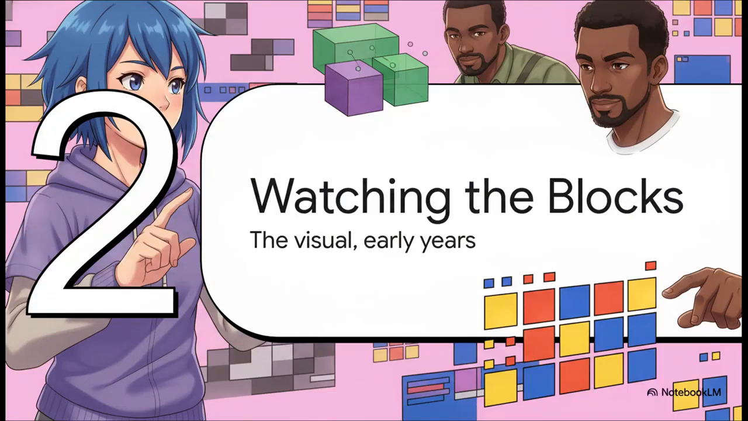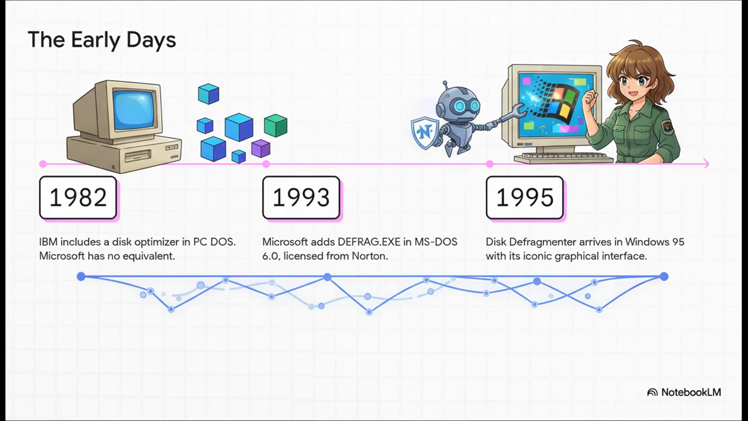Which brings us to what I like to call the watching the blocks era. This is the one you probably remember. The iconic, super visual, and, yeah, often super frustrating tool from the early days of Windows. What's kind of wild is how late Microsoft actually was to this party. I mean, look at this. IBM had a tool like this way back in '82. For more than a decade, if you had a Microsoft machine, you were on your own. It wasn't until '93 that they even bothered to include one, and get this, they just licensed it from Norton. The graphical icon we all know and love, that didn't show up until Windows 95.